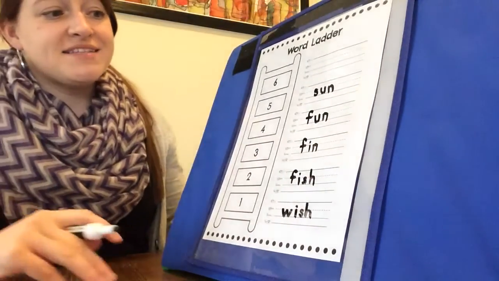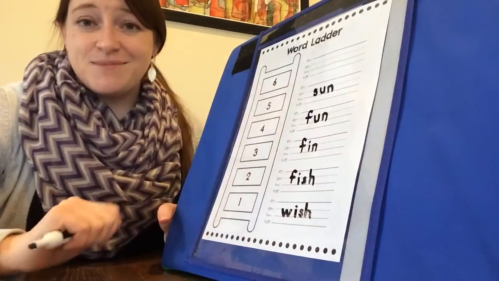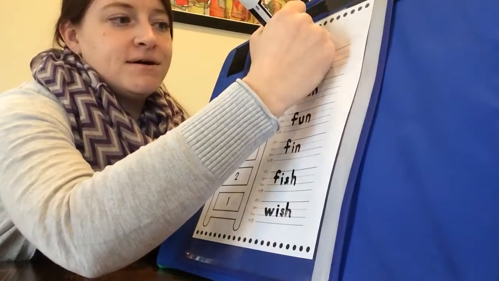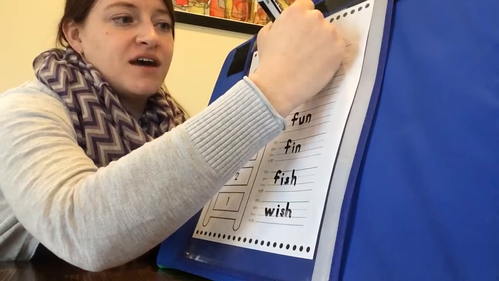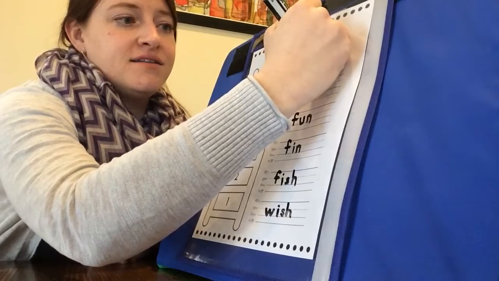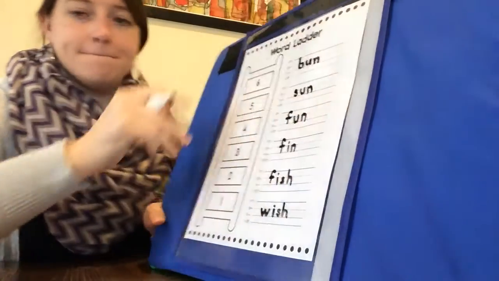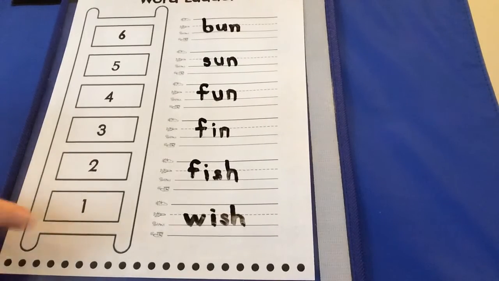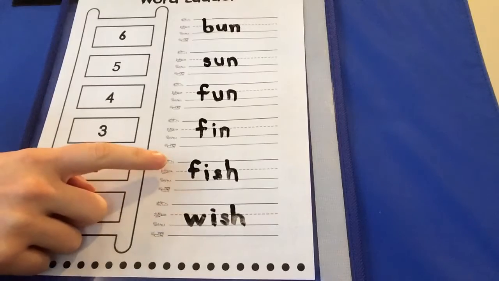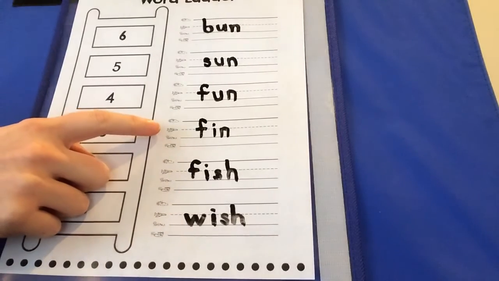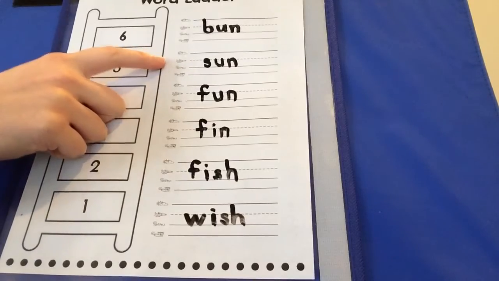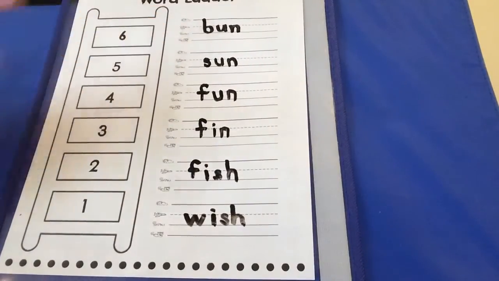This time, instead of having s at the beginning, we're going to put b at the beginning. B, n. Bun. Let's go ahead and read up our ladder. Wish, fish, fin, fun, sun, bun.